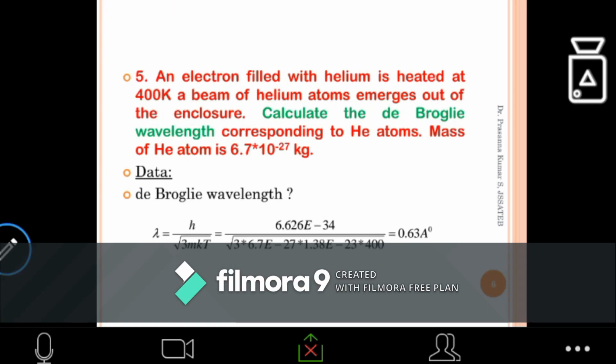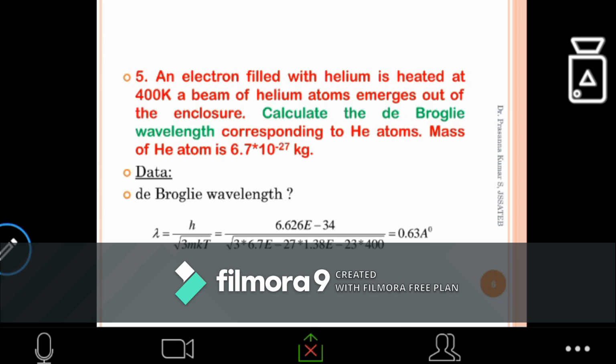An enclosure filled with helium is heated at 400 K. A beam of helium atoms emerges out of the enclosure. Calculate the de Broglie wavelength corresponding to the helium atoms, given the mass of the helium atom is 6.7 × 10^-27 kg.